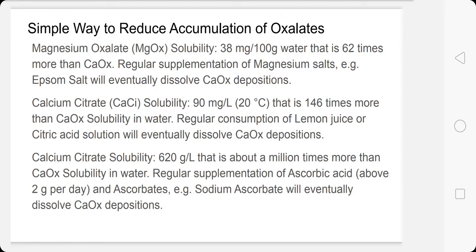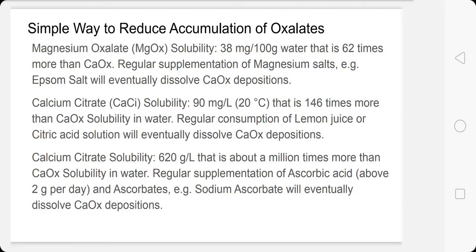Okay, calcium citrate solubility is 146 times more than calcium oxalate, and therefore regular consumption of lemon juice or citric acid solution will eventually dissolve calcium oxalate depositions. Not quick, not next day. It may take years because it has to penetrate all tissues and dissolve these calcium oxalate crystals everywhere. And also, if you consider calcium citrate solubility, 620 gram per liter, so it's huge, absolutely huge, it is a million times more than calcium oxalate solubility in water.